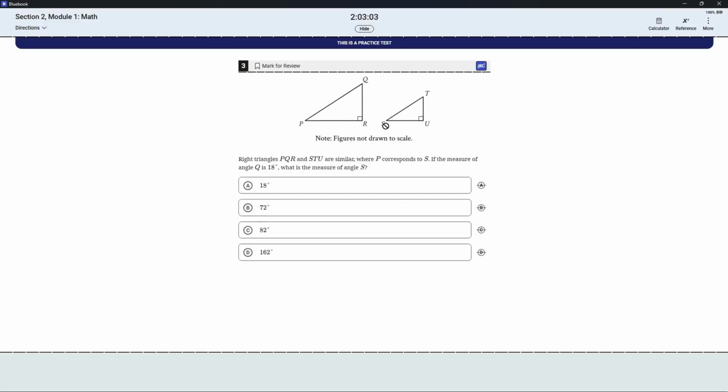So when two triangles are similar, the angles are all the same. So P and S are the same, Q and T are the same, R and U are the same. The only thing that's different is the length of these sides. They're scaled differently, but the angles are all the same.